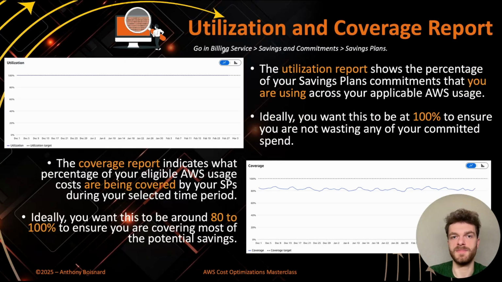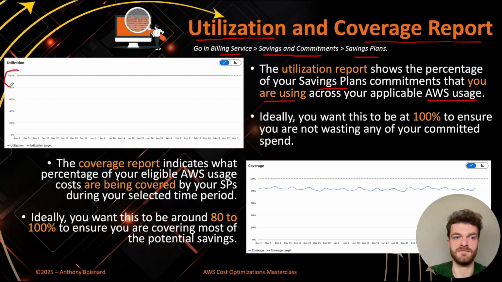In your billing service, you can go directly to savings and commitment and then savings plans, and you can look at the utilization report and also the coverage report. The utilization report shows the percentage of your savings plans commitments that you are actually using across your applicable AWS usage.